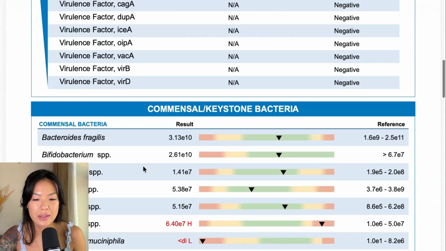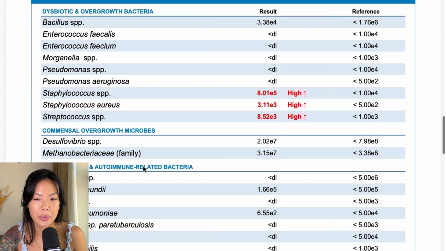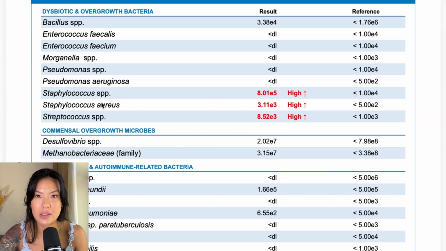And one of the things that was elevated for her, we'll start with the opportunistic microbes. So these are the microbes that we don't want to see elevated because they can create inflammation in the body. You could see here that there's elevations in Staph aureus, and Streptococcus. So I would say a majority of my eczema and skin cases I've seen, it's very commonly elevated, these 3 bacteria.